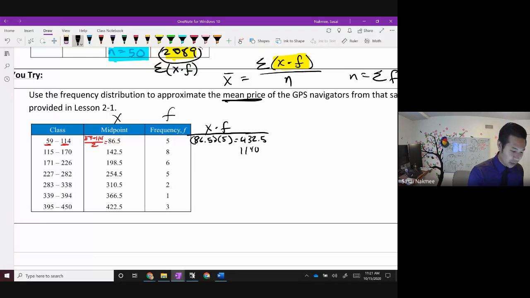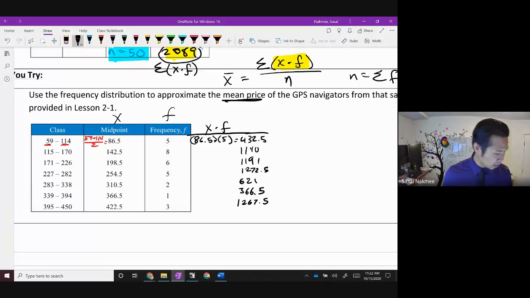All right. So Kevin got for the second one, 1,140. The third one, he got 1,191. The fourth one, he got 1,272.5. The fifth one, he got 621. Next one after that was 366.5. And the last one he got was 1,267.5. All right, those are the numbers that Kevin got.